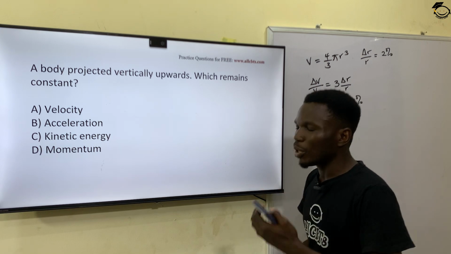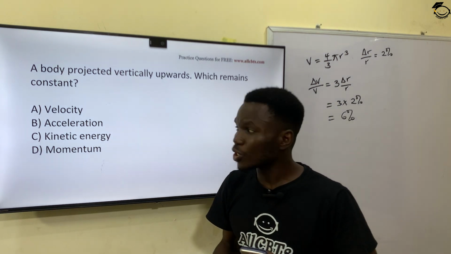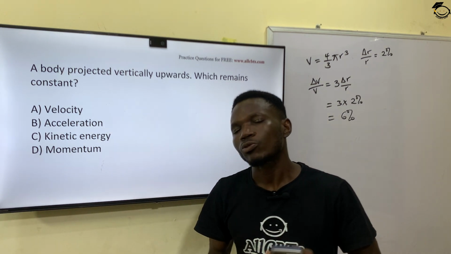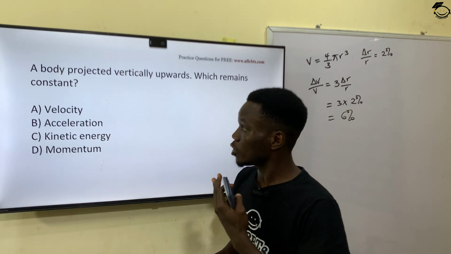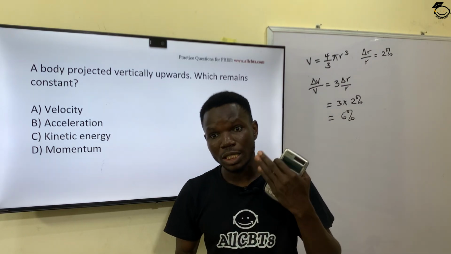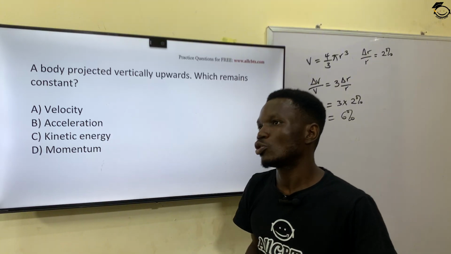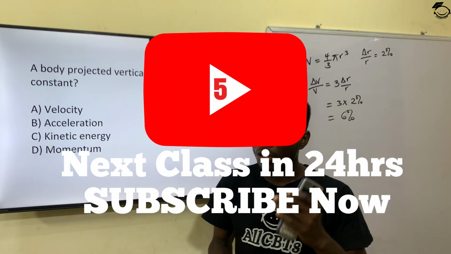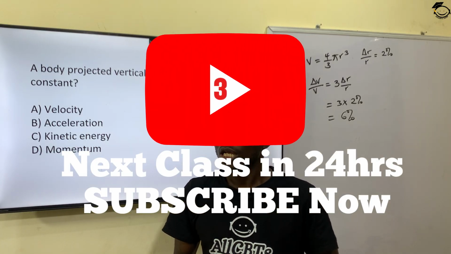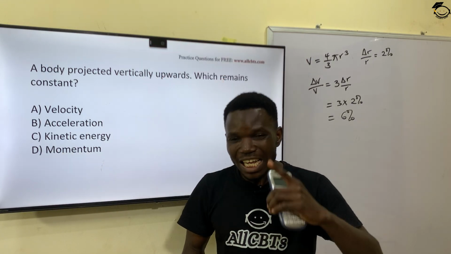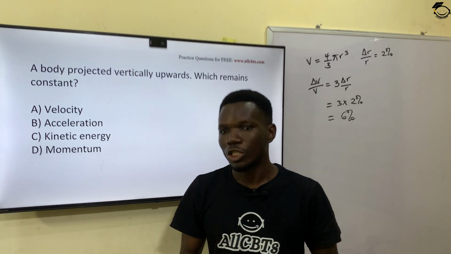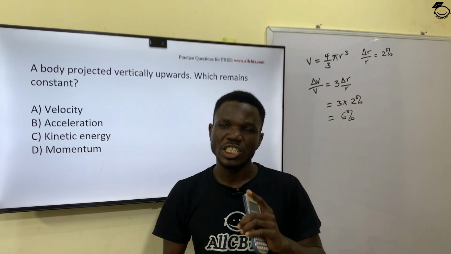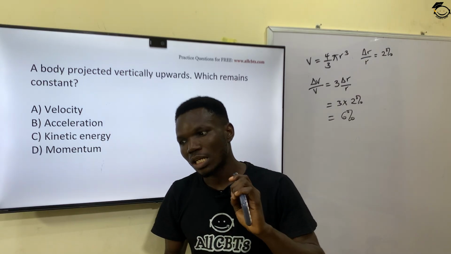So now when a body is projected vertically upward, they're asking which of these quantities will remain constant, which will not change. Will the velocity not change? Will the acceleration not change? Will the kinetic energy not change? Or will the momentum not change? Now when the body is projected vertically upward, the velocity constantly changes. The momentum also changes, as well as the kinetic energy of the body. The only thing that does not change is the acceleration.